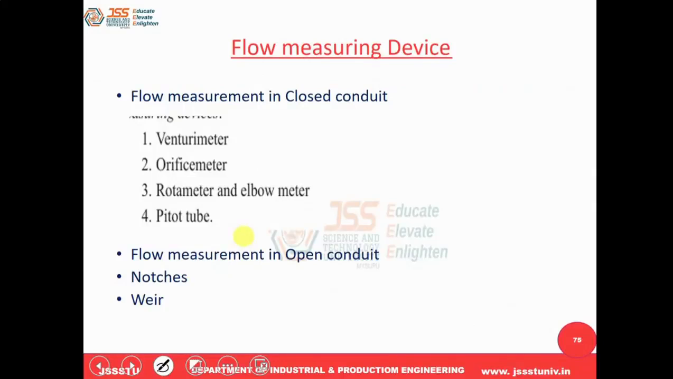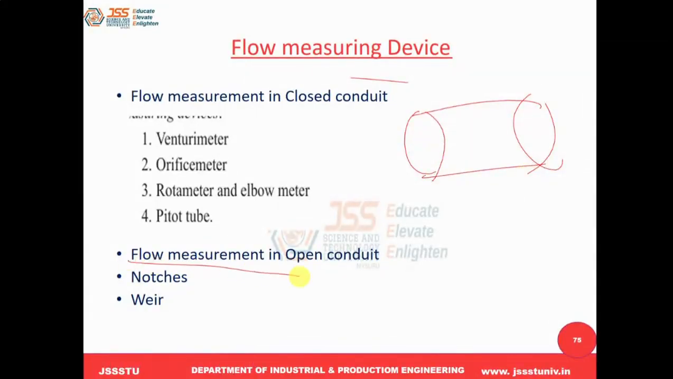Now let me see the flow measuring devices. These are measuring devices used to measure the flow rate in a closed conduit. Closed conduit means a pipe, and some measuring devices are used for open conduit.